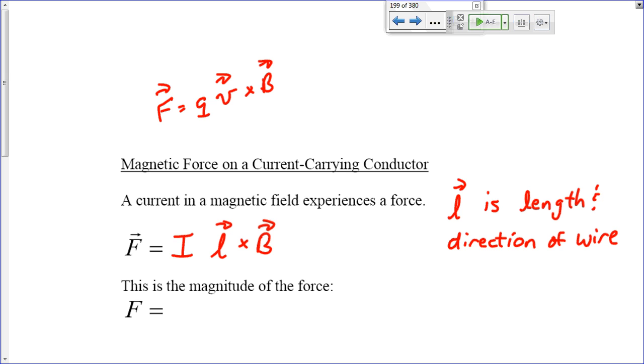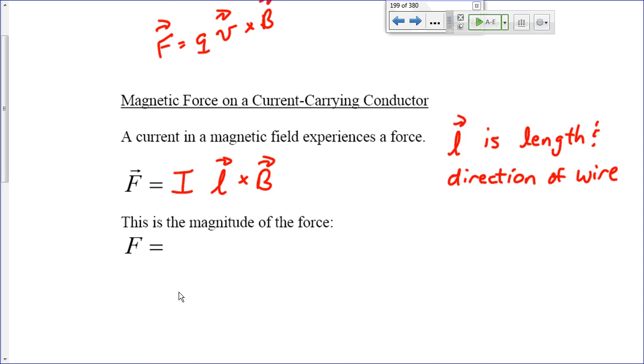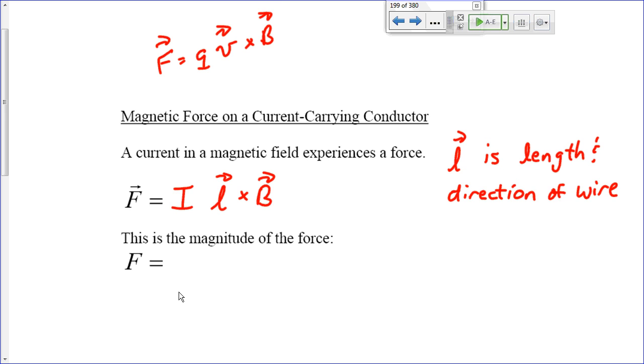We can think of it as the length and direction of the current if you wish, but really current is a scalar quantity, and it's really the length that's the vector quantity here. So L is the length and the direction of the wire in vector notation. By the way, let me write the magnitude. This is ILB sine theta, just based on our definition of the cross product. And remember before we had F equals QVB sine theta.